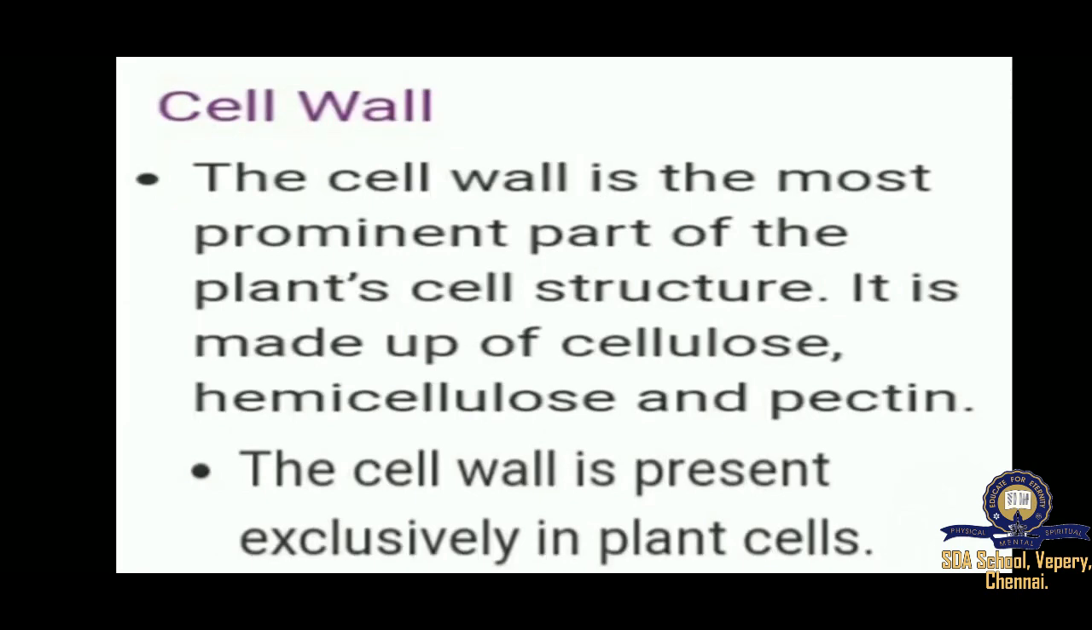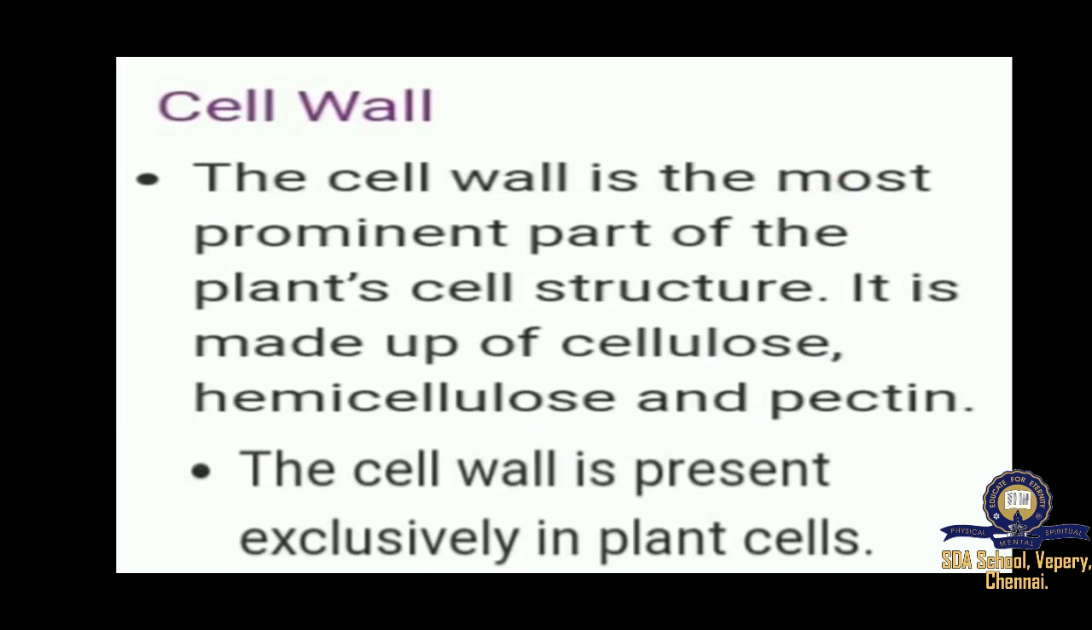Cell wall. The cell wall is the most prominent part of the plant cell structure. Prominent means important. It is made up of cellulose. Cellulose means natural substances that form the cell wall of all plants and trees and used in making plastic and paper, etc. Cellulose and pectin.